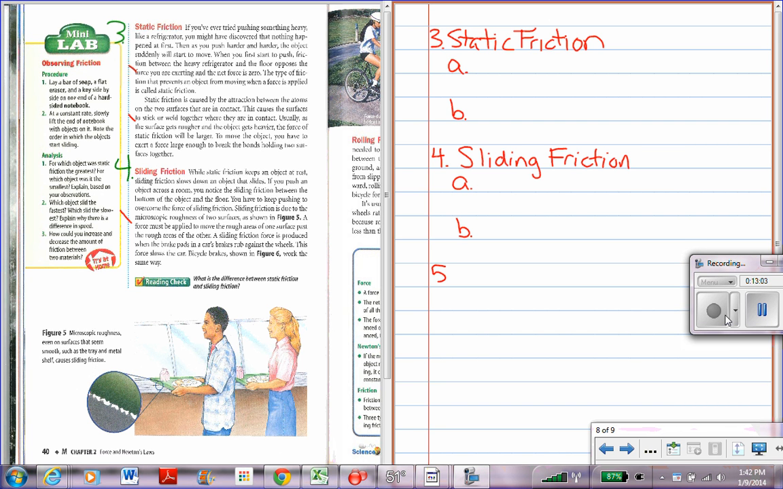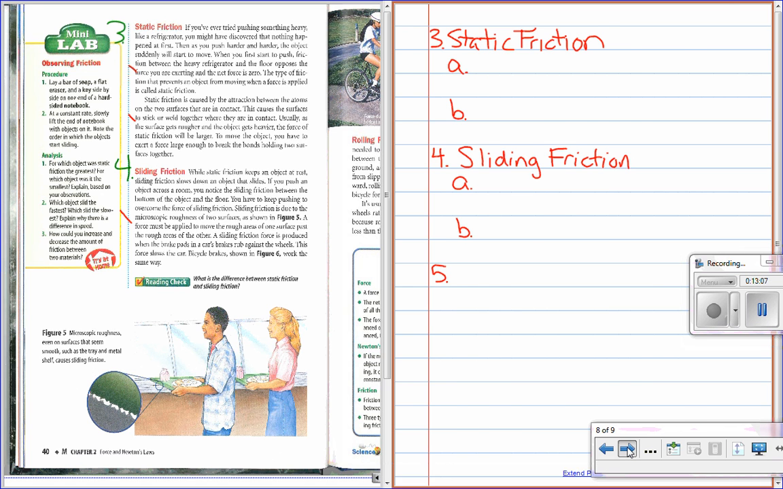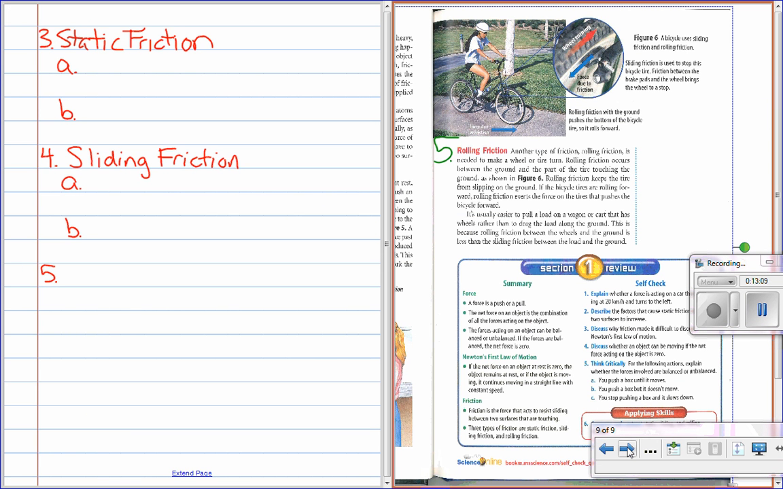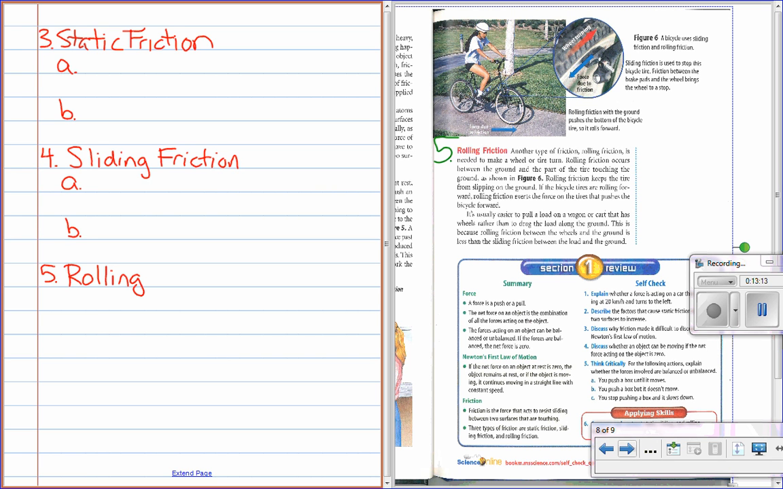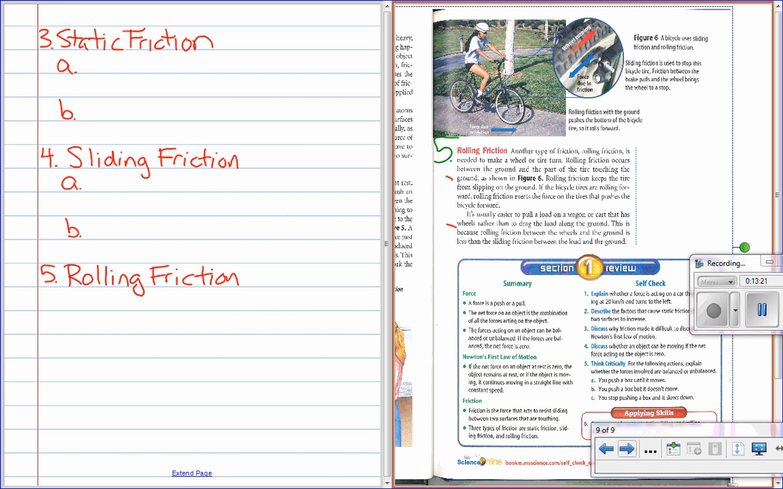And then, last but not least, we have number 5, which is going to be rolling friction. Okay, and that is section 1. Bam! Okay, we have 2 paragraphs, but yeah, let's go for 2 facts for that one too. Okay. So now the next task will be to locate the facts.